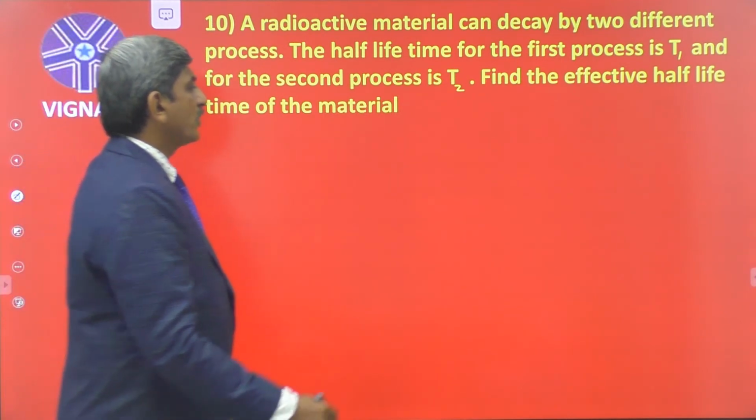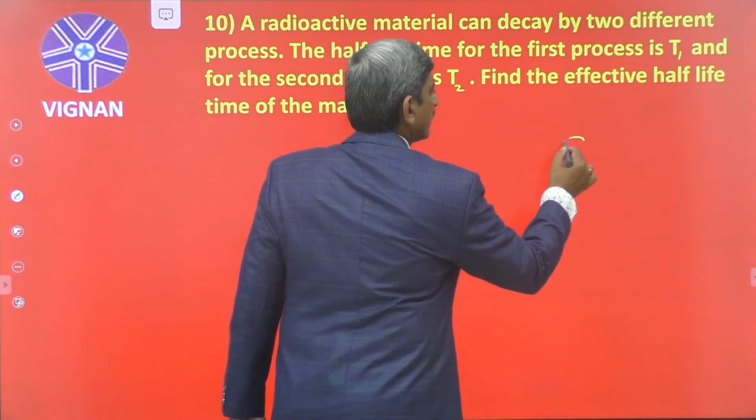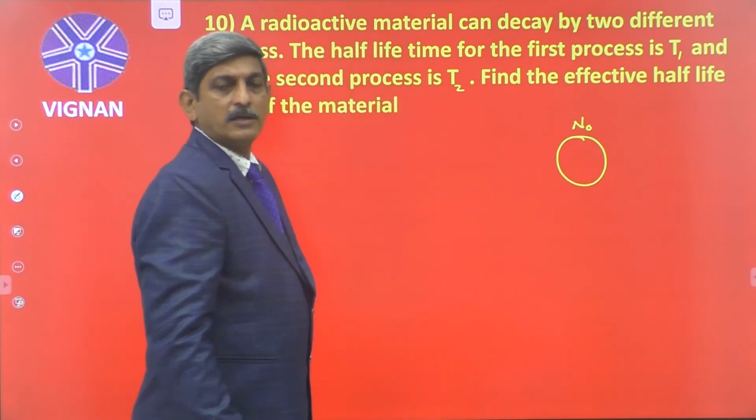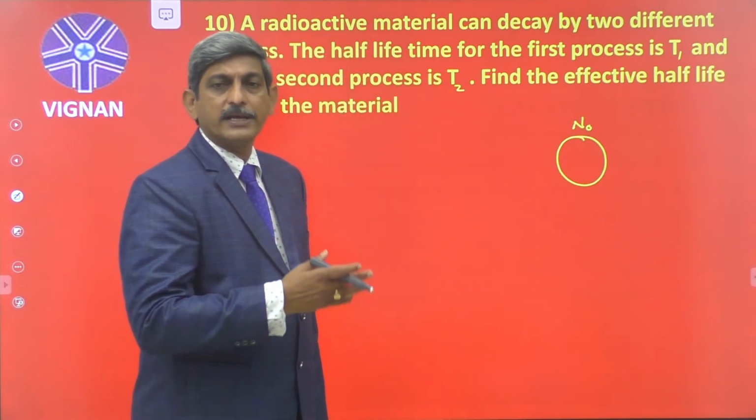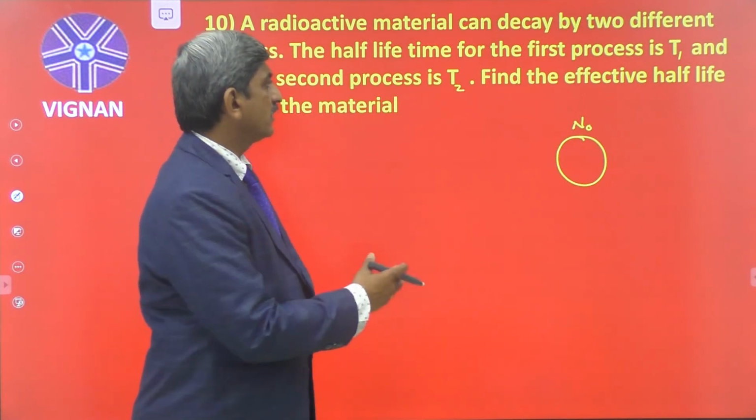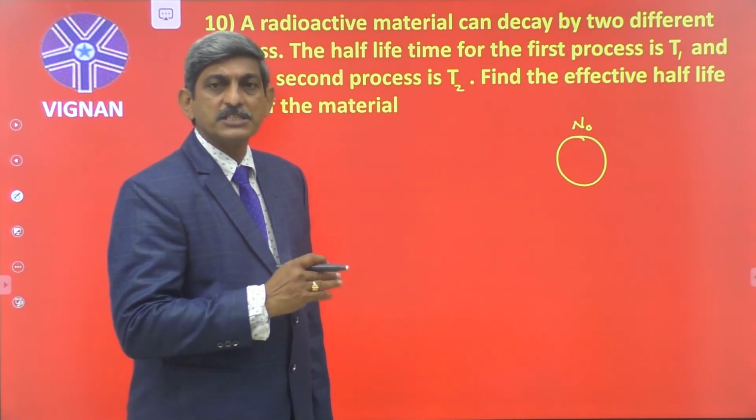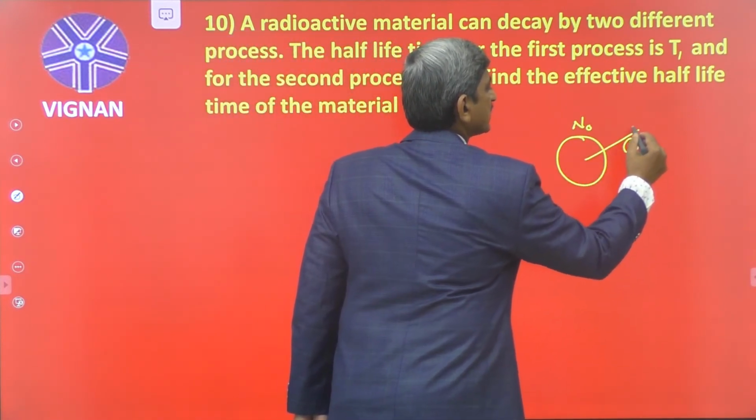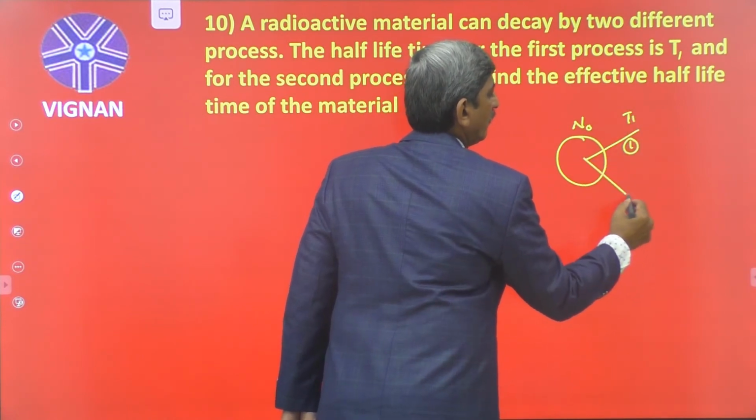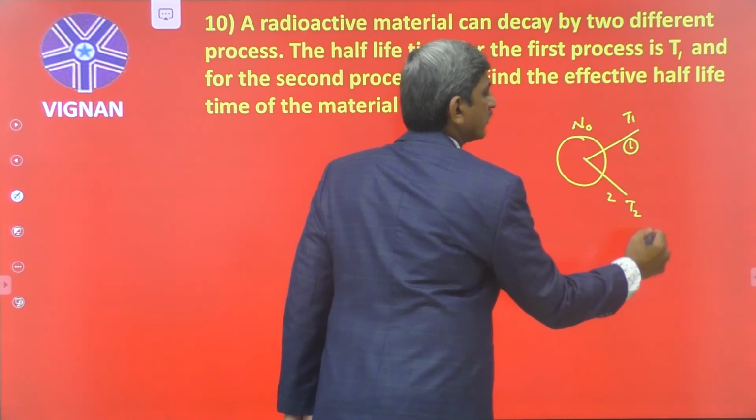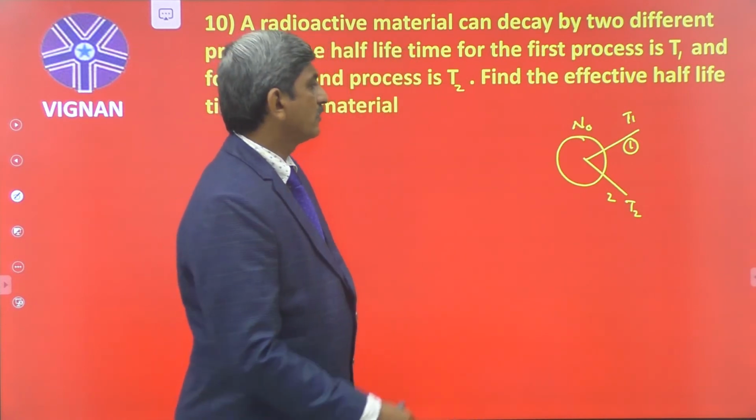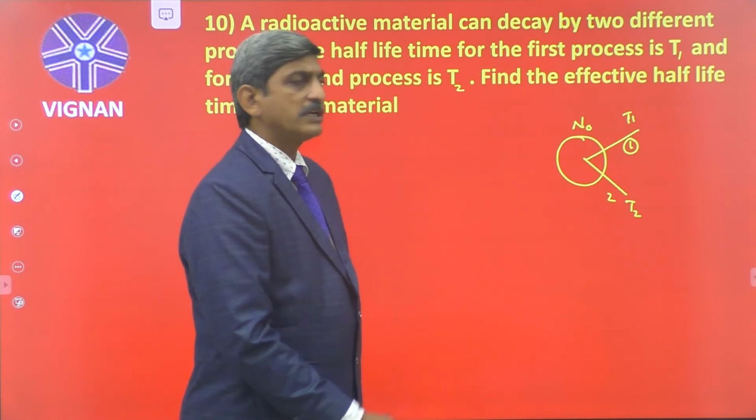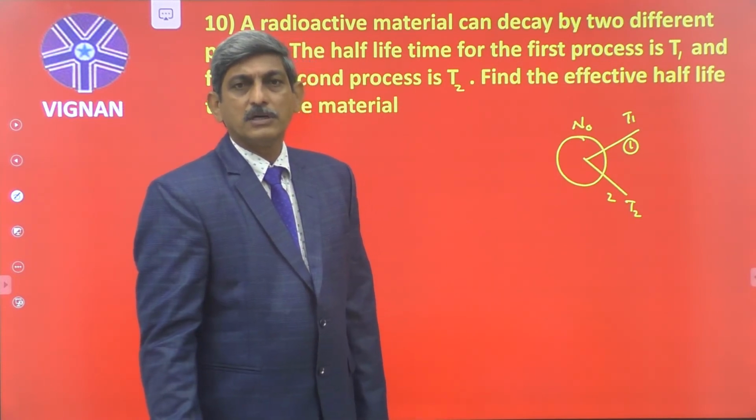Okay? Now suppose, let us assume that we have a sample which contains N0 number of the nuclei. Now the nuclei may undergo alpha, beta, gamma decay process. In that, it is given that the substance decays by 2 different processes. Now, for the first process, the half-life time is equal to T1. For the second process, the half-life time is equal to T2. Now, for the combined process, what is the half-life time of the sample? That is the question. Now, how to get that?